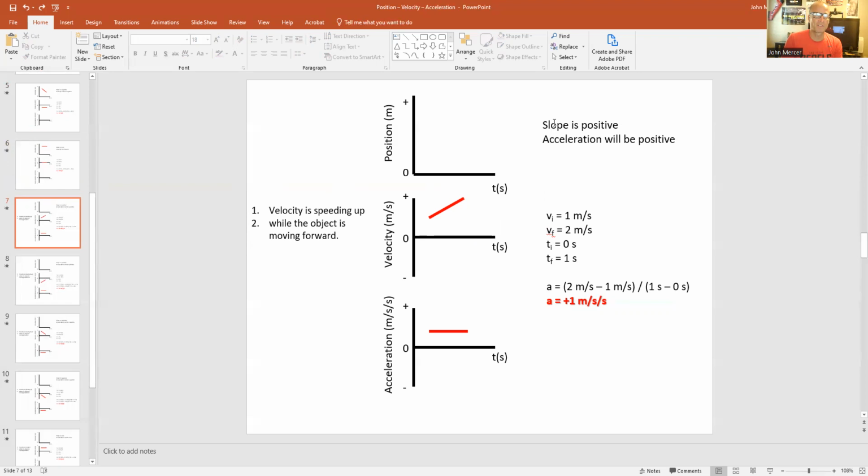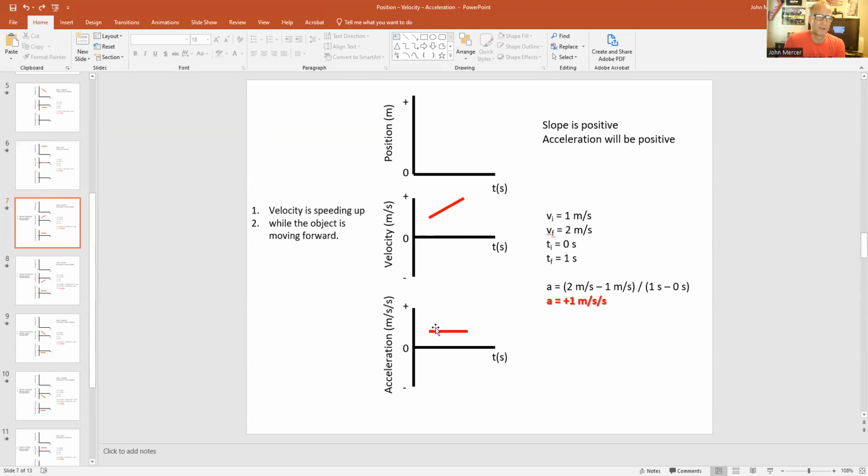So now the slope of the velocity plot is positive. Acceleration would be positive. Well, let's look at this. How do we calculate slope? Rise over run, change in y over change in x. In this case, change in y is velocity and change in x is time. That's the exact formula for acceleration. Delta v over delta t. So the slope of the velocity versus time plot tells us everything we need to know about acceleration.